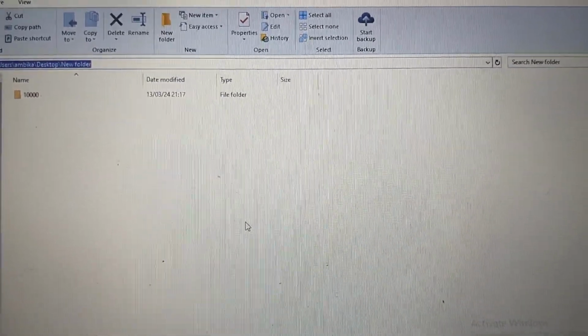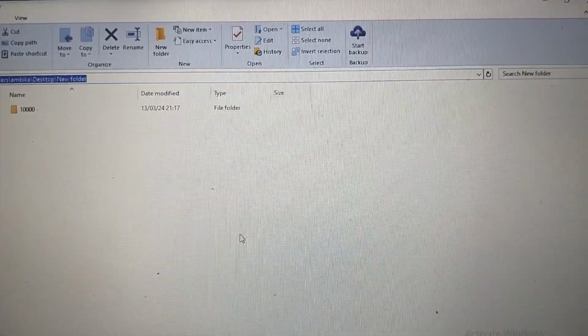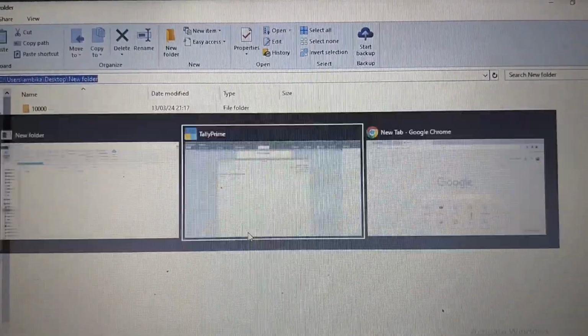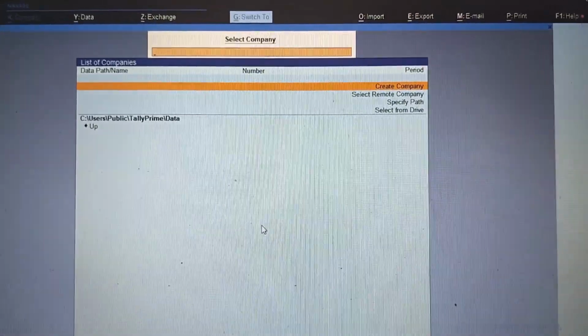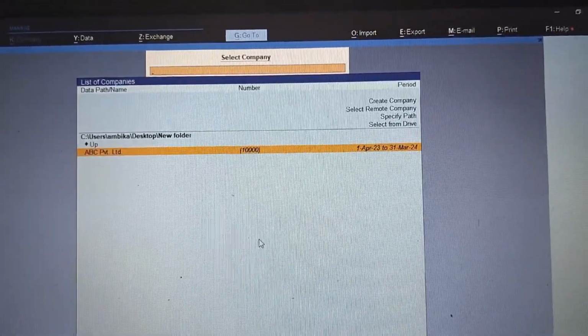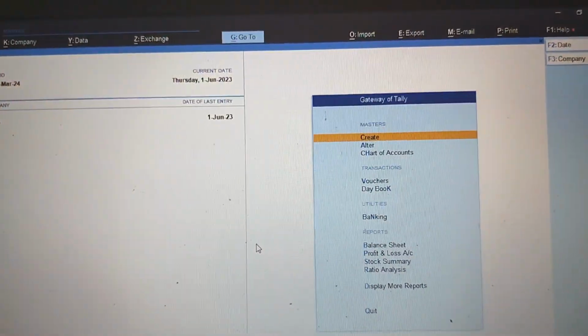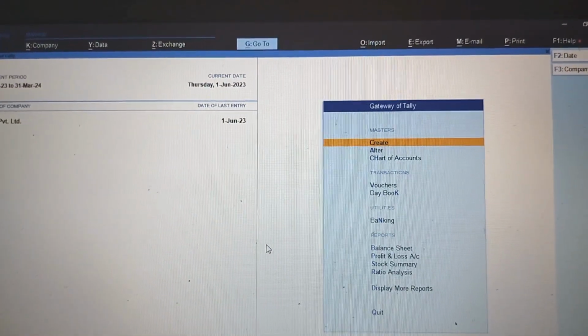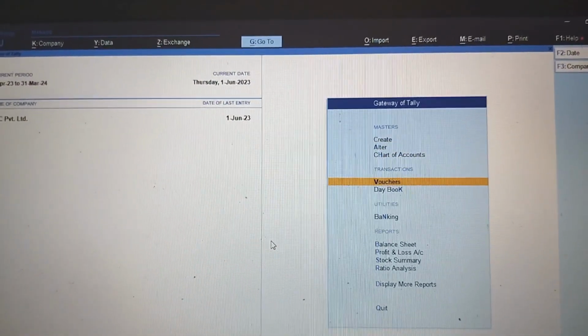So I am copying the path as usual where my Tally data is saved. Then I am pasting by pressing Ctrl Alt V. See, this is my company which I created. Now I have to record a journal voucher.